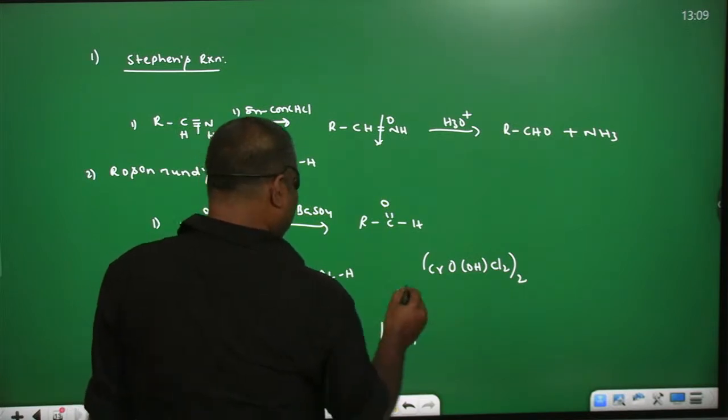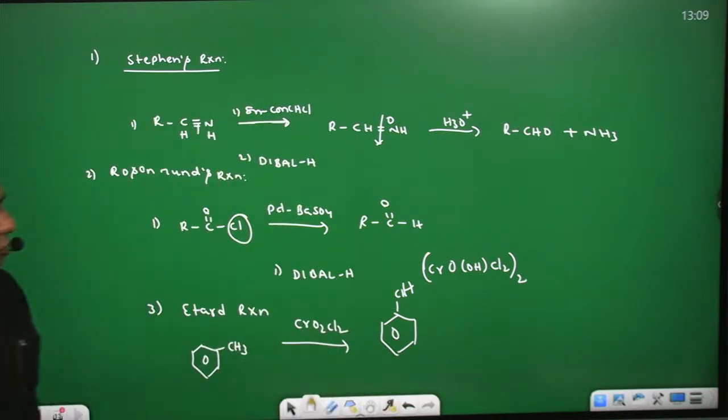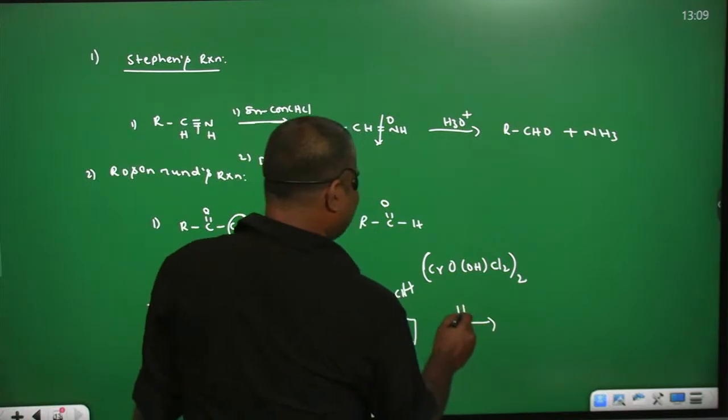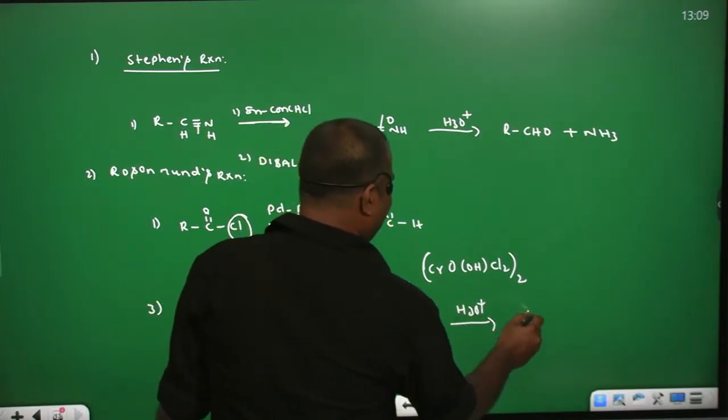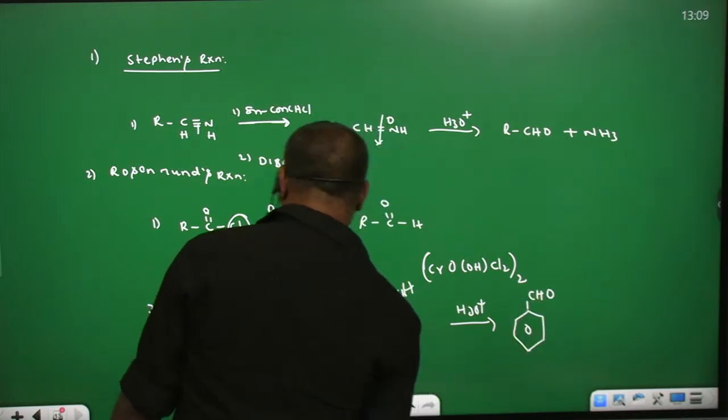That means the carbon atom binds with two groups, O-Cr-OH-Cl2. Which on further hydrolysis, suppose we did hydrolysis, then this can bring benzaldehyde. This can bring benzaldehyde.